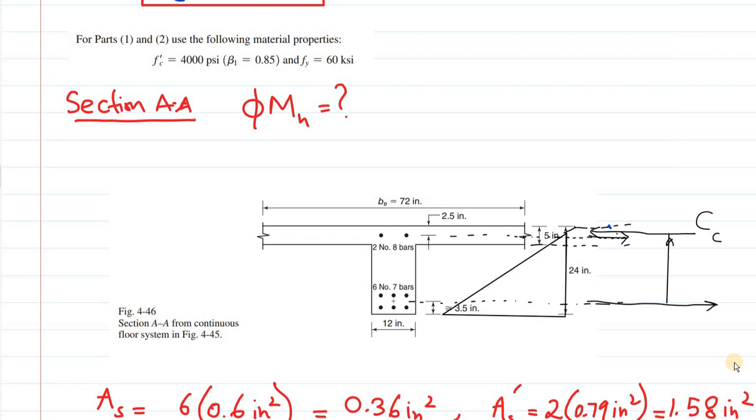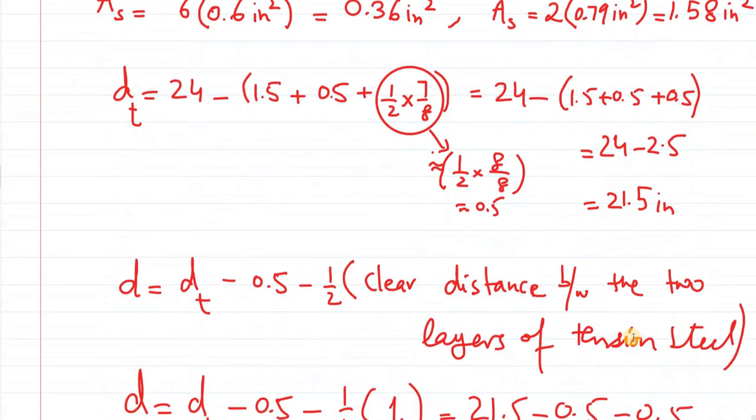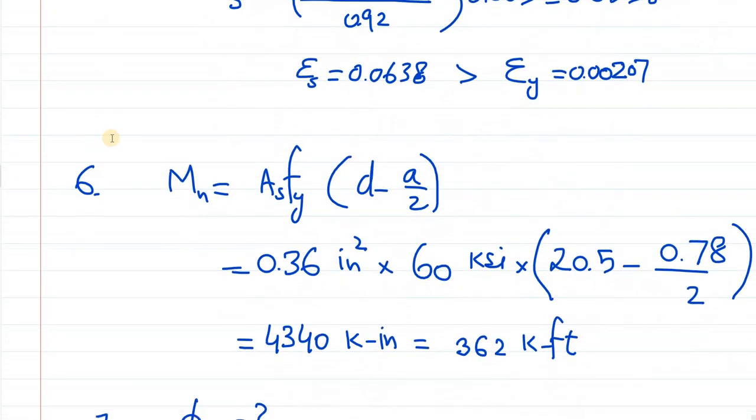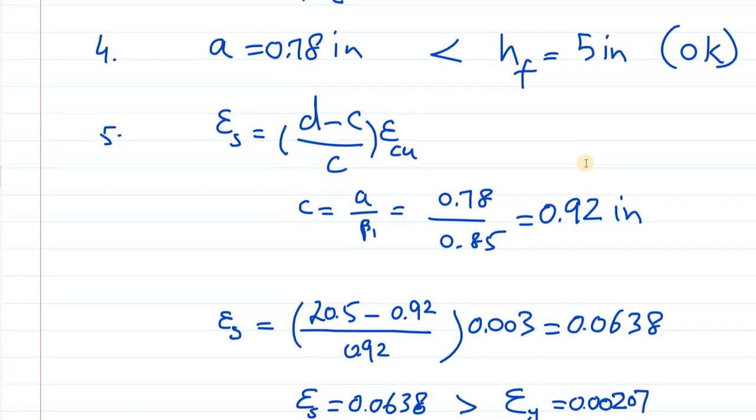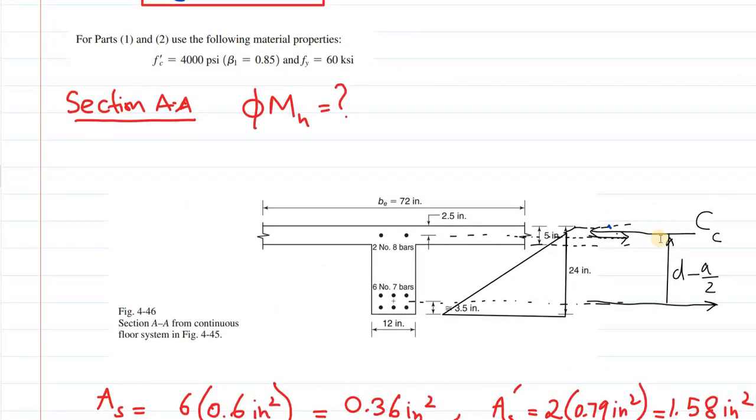This was D minus a by 2, so we incorporated this over here, As fy into d minus a by 2. If you want to consider the contribution from compression reinforcement, we neglected it, but I just want to show you, if you wanted to consider it, how big a difference is that going to be. So this is the lever arm for the compression reinforcement.